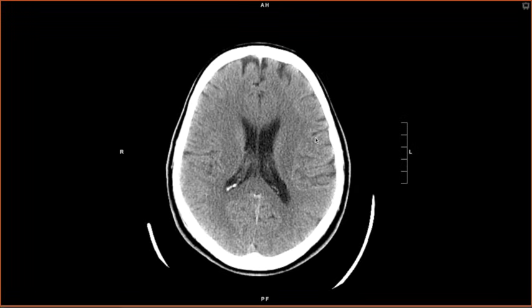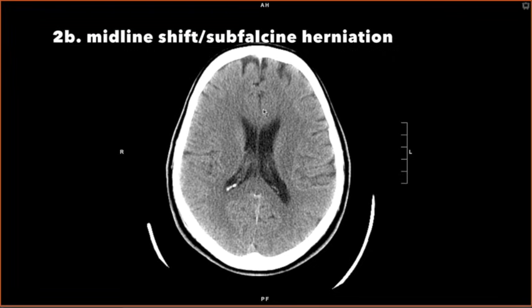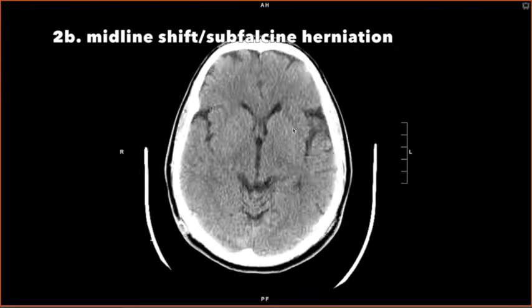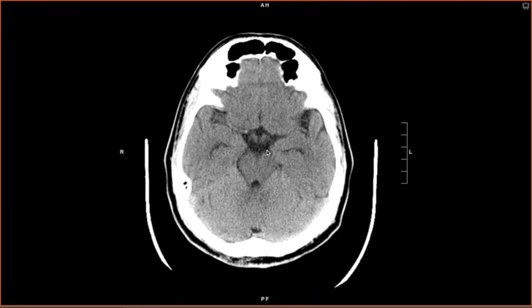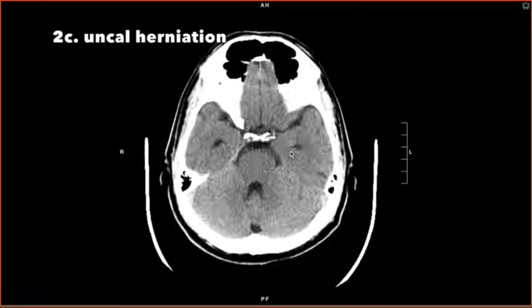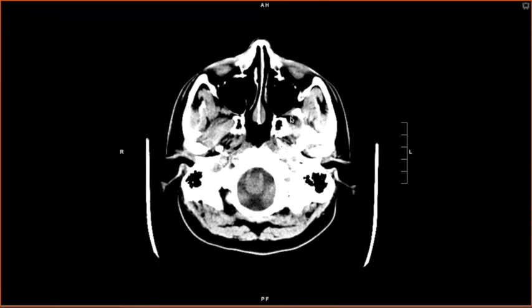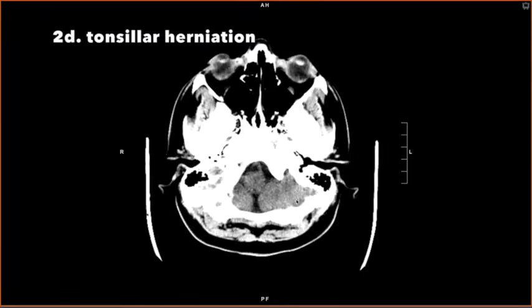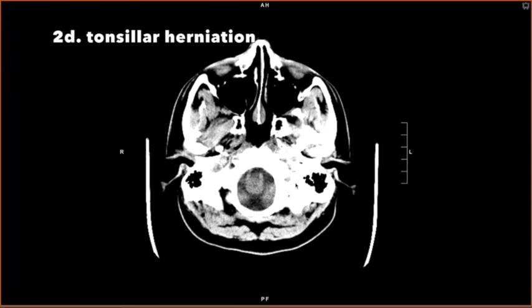As I scroll more inferiorly, you're going to look for any midline shift or subfalcine herniation. Look at the suprasellar cistern, look for any signs of uncal herniation. This is the uncus here. And then go down to the foramen magnum and look for signs of crowding here to suggest tonsillar herniation. If you have any question, get sagittal reformats.